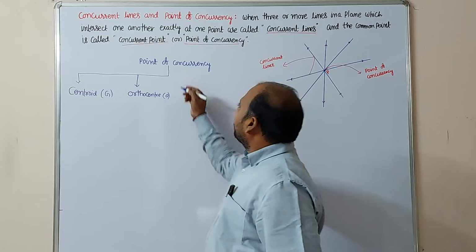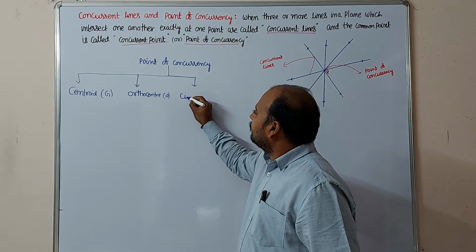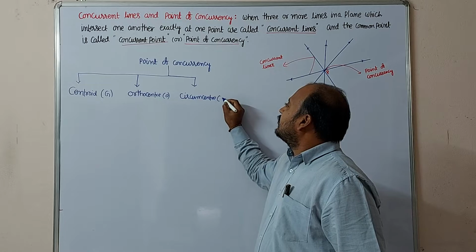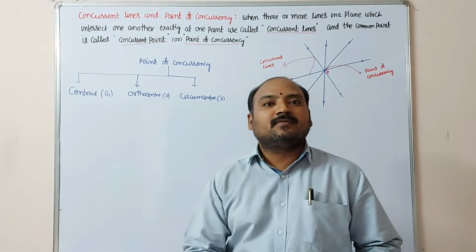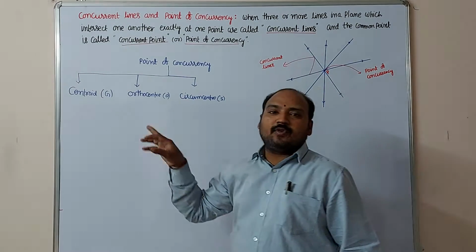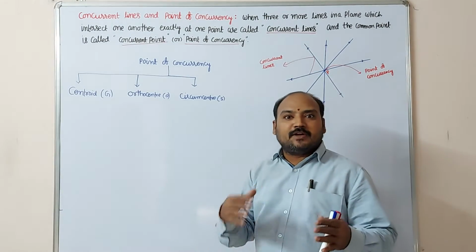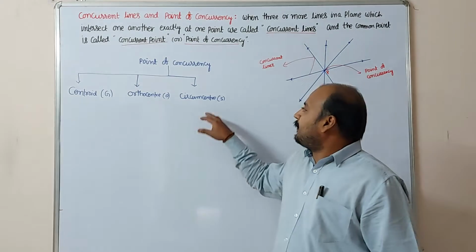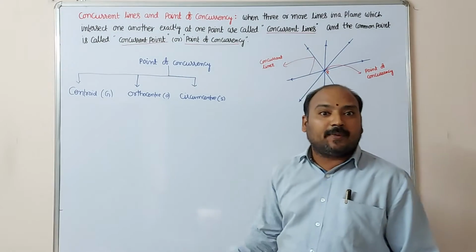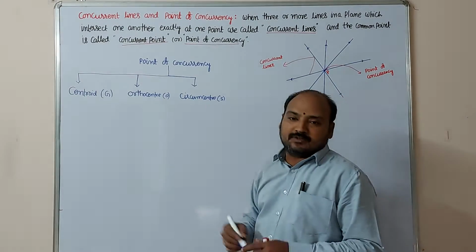Next, circumcenter. Circumcenter is denoted by S. What is the definition of circumcenter? The point of concurrency, or point of intersection, of the perpendicular bisectors of the triangle is called the circumcenter.